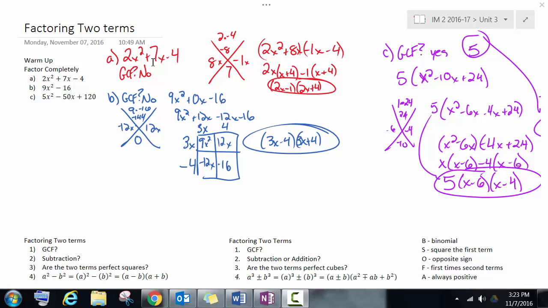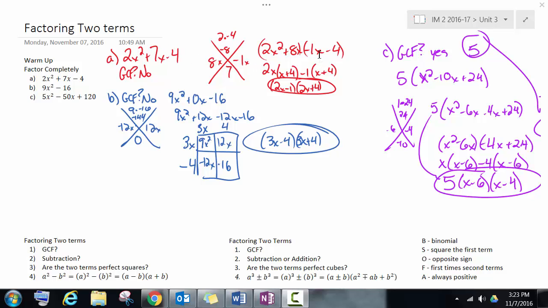Factor completely. 2x squared plus 7x minus 4. Is there a GCF? Nope. So we multiply the a and the c. 2 times -4 is -8. And the middle term, b, is 7. So we want two numbers that multiply to -8 and add up to 7. So it's 8 and -1. So we split up that middle term, 7x, into those two.